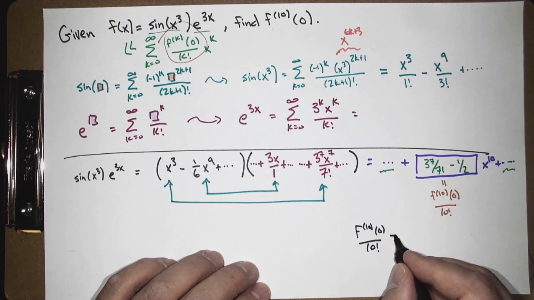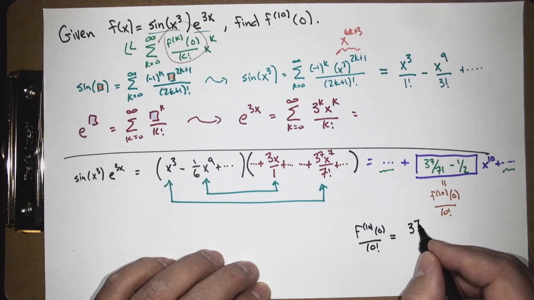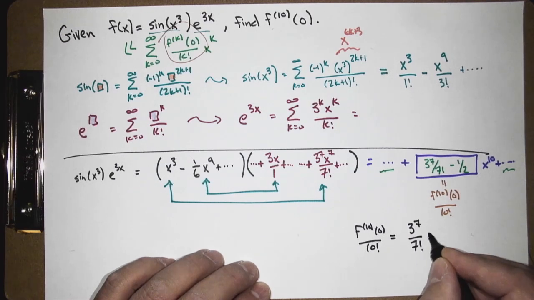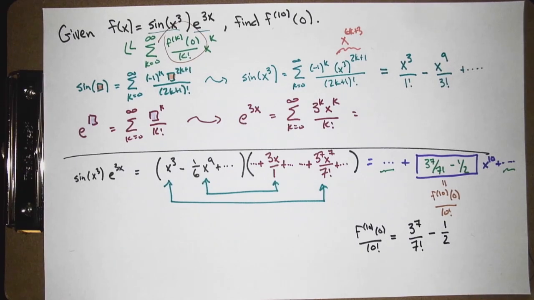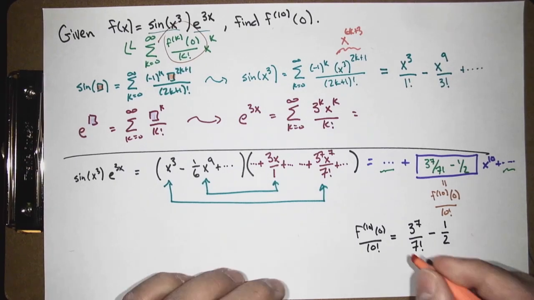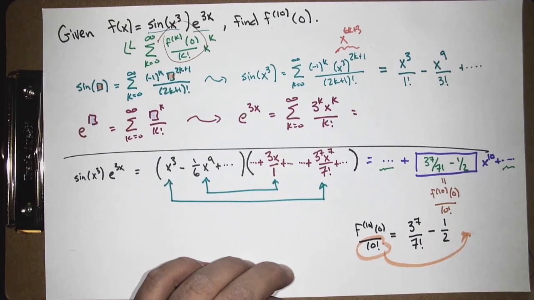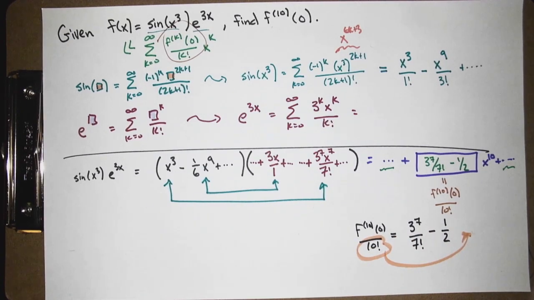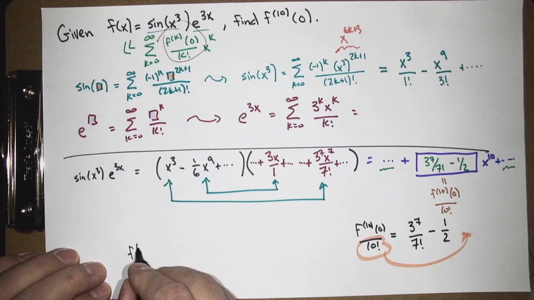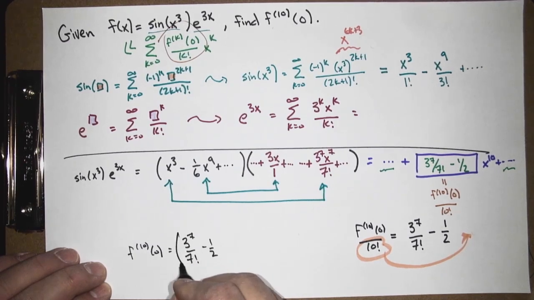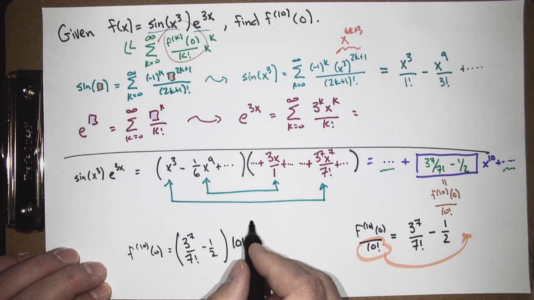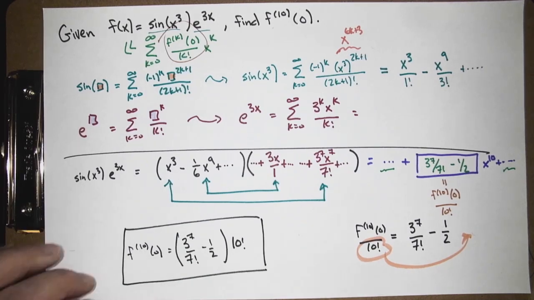And we said, hey, we figured out what the coefficient for x to the 10th is because we did the multiplication of the two series. There were two terms, 3 to the 7th over 7 factorial minus a half. So the last thing for us to do is we just need to move our 10 factorial to the other side. So our answer is the 10th derivative at 0 is 3 to the 7th over 7 factorial minus a half, all that times 10 factorial. And that is our answer.